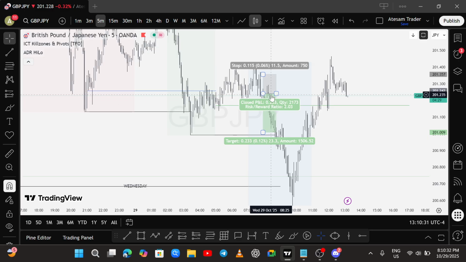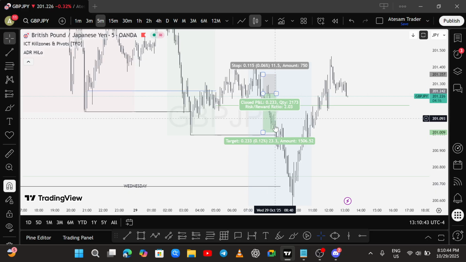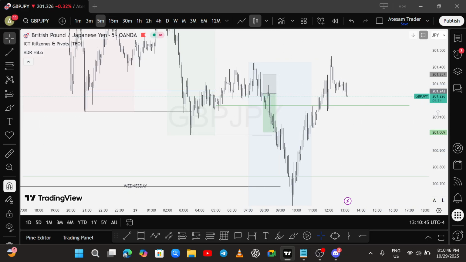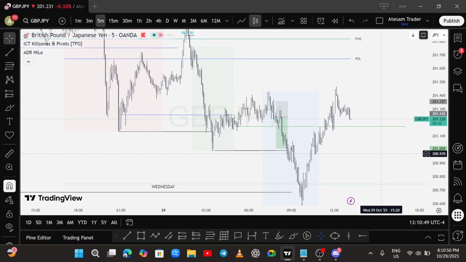I was in such a hurry that I trailed my stop loss here first, and after that I closed this trade manually. The trade was a very good trade. If you see, there is no consolidation, just expansion. I need to keep this in my mind. I don't have to watch the lower time frame to monitor.